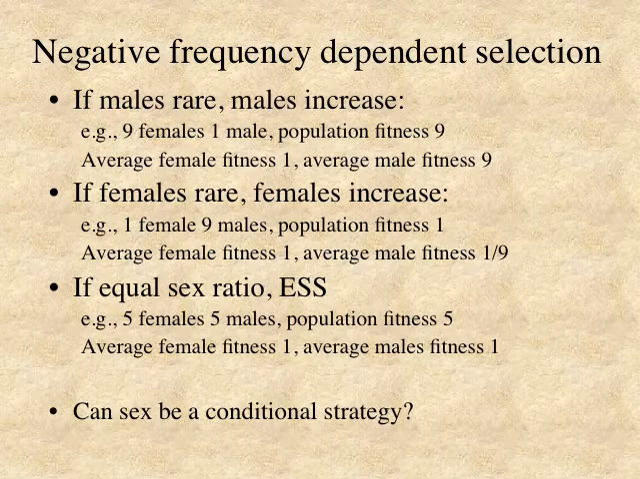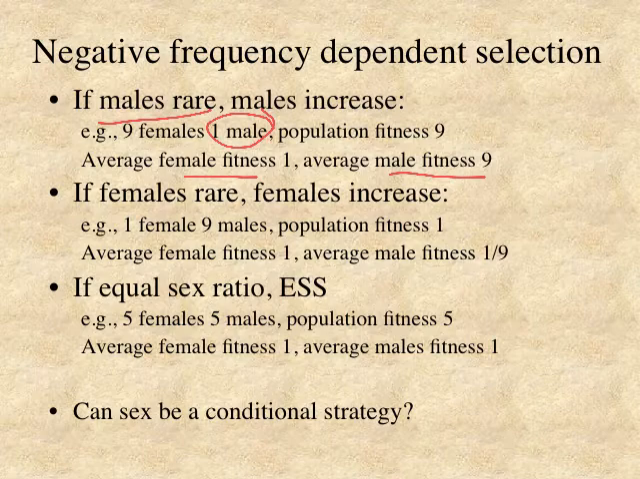The average female fitness is 1 kid per female. But the average male fitness is 9. This one male is the sire or the dad of all 9 of those kids. So if males are rare, the male fitness is much higher than the female fitness. If females are rare, females should increase.